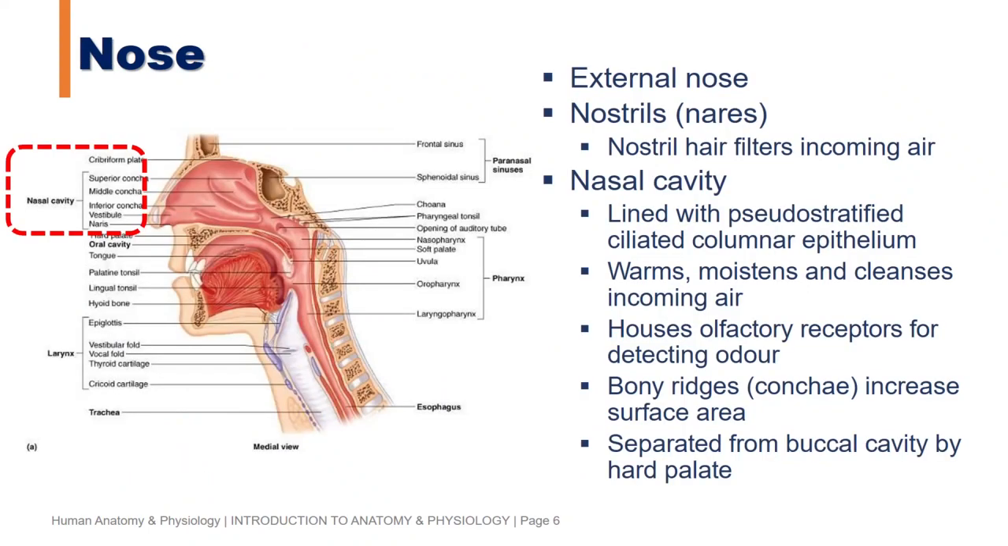Okay, nose. You have your external nose and your nostrils, also called nares. Nostril hair filters incoming air. And the nasal cavity, lined with pseudostratified ciliated columnar epithelium, warms, moistens, and cleanses incoming air. It houses olfactory receptors for detecting odor. Bony ridges or conchae increase surface area, and it is separated from the buccal cavity by the hard palate.